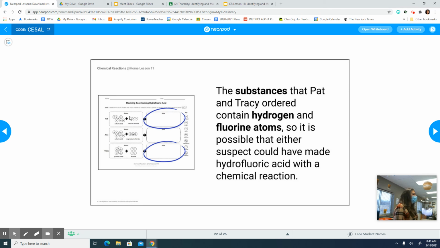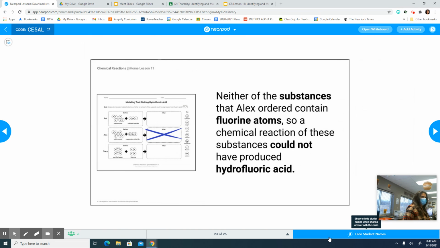So those also have to be able to rearrange into something in order for a chemical reaction to occur, because all of the atoms have to be used. We cannot create or destroy atoms. But at this point, just based on what they purchased and the atoms that are in those substances, both Pat and Tracy could have made the hydrofluoric acid. So at this point, Alex is no longer a suspect. Okay, we have those two suspects.